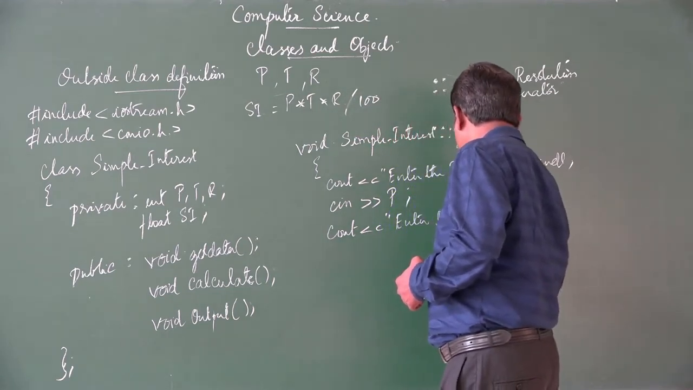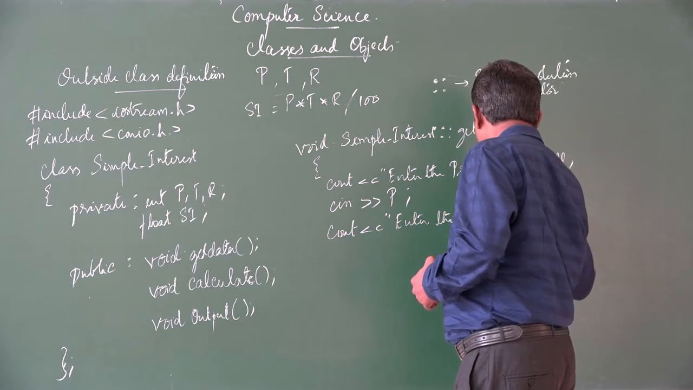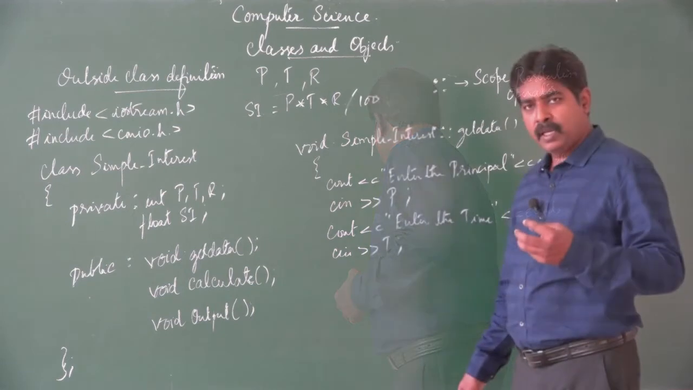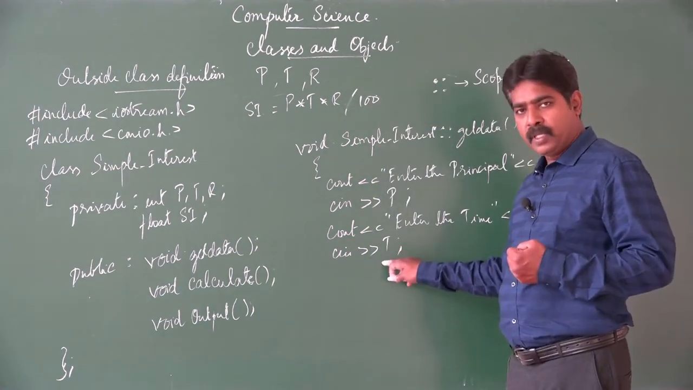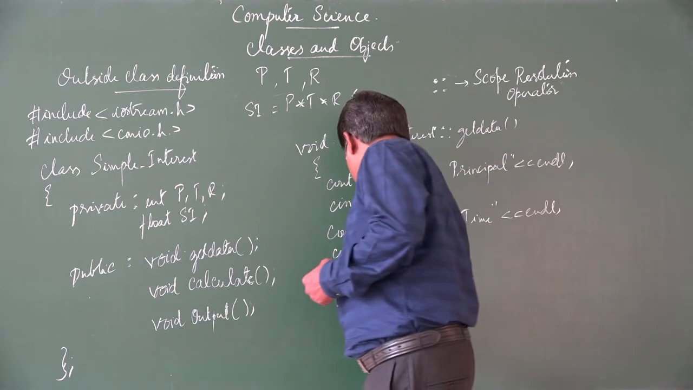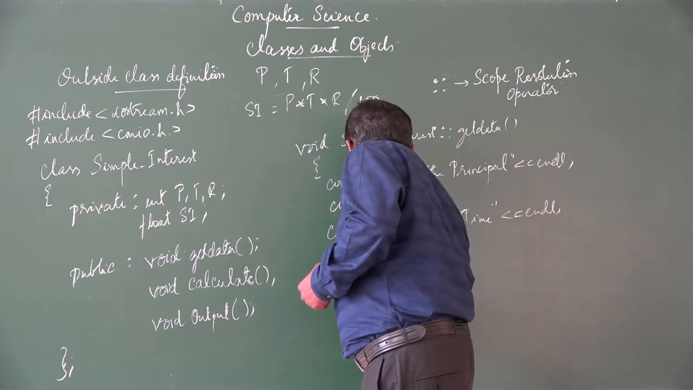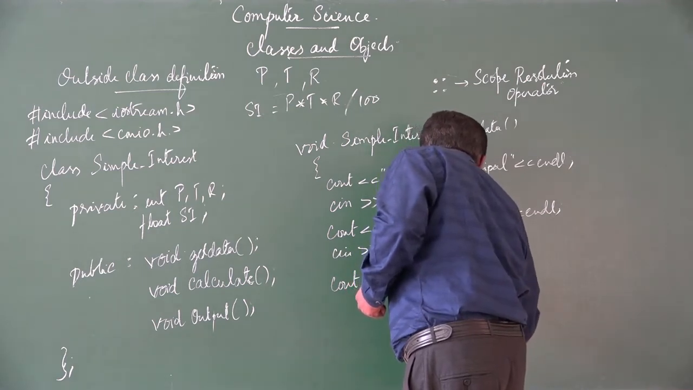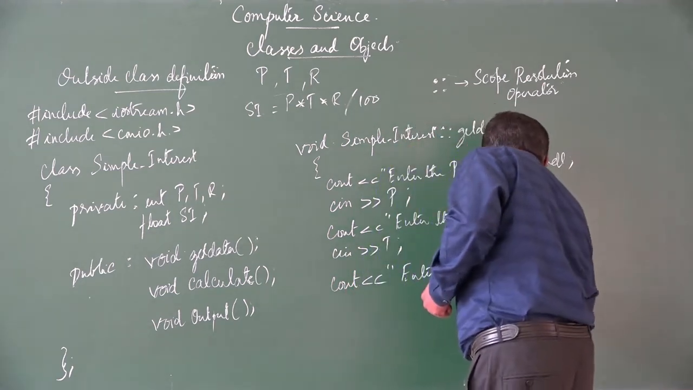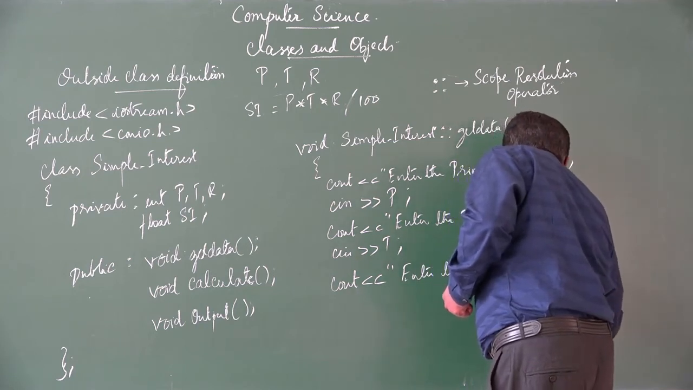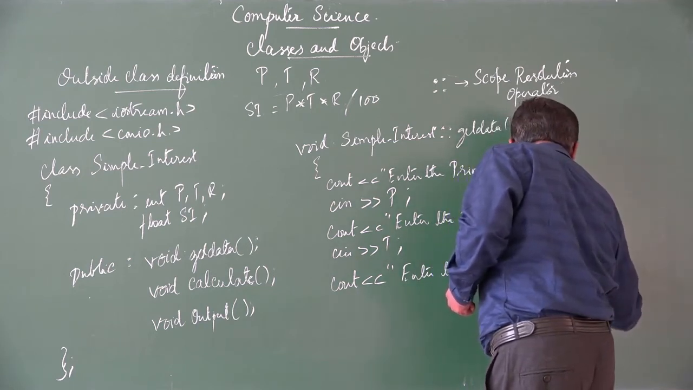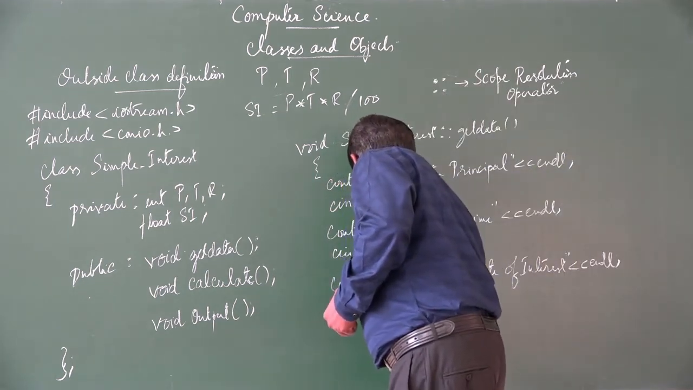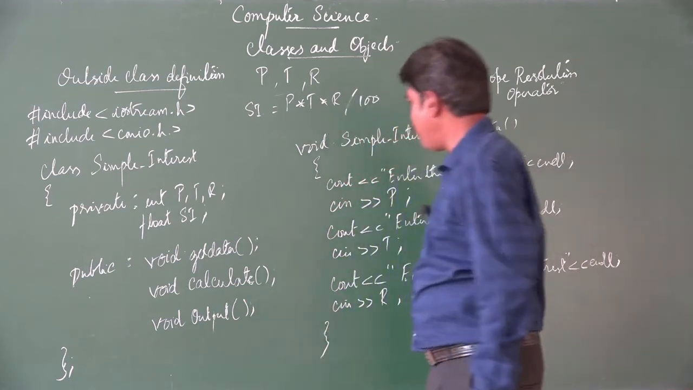Enter the time for T. So cin accepts the value for T, and then the third input will be for our rate of interest. Enter the rate of interest. The variable we use is R, and cin takes R. I close the flower bracket.